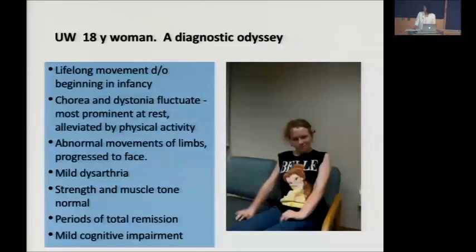So this is an 18-year-old woman who I saw in the genetics clinic, and she had a lifelong movement disorder which began in infancy. So she had chorea and dystonia, which was prominent at rest and alleviated by physical activity. So she had nearly constant abnormal movements of her limbs, which affected her face, and mild dysarthria. However, she had weeks of total remission where she had no abnormal movements.